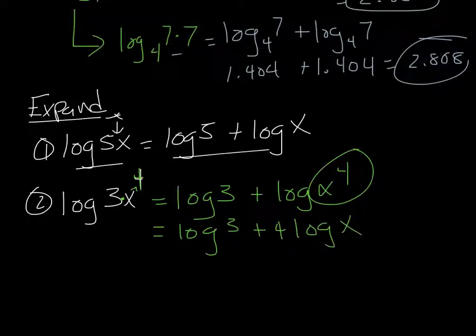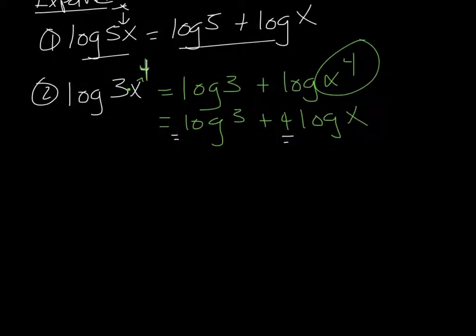If I had dealt with that exponent, if I had dealt with the 4 first, then there would also be a 4 out here, and that might be a problem because the 3 was never raised to the 4th power. Okay, let's try another one here.